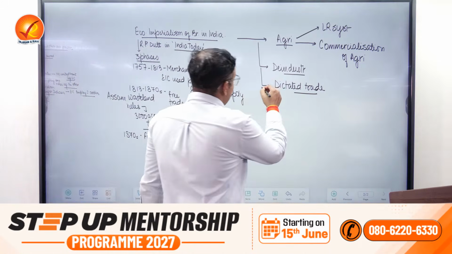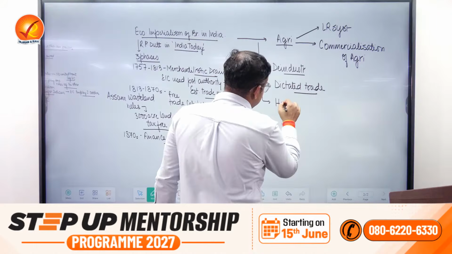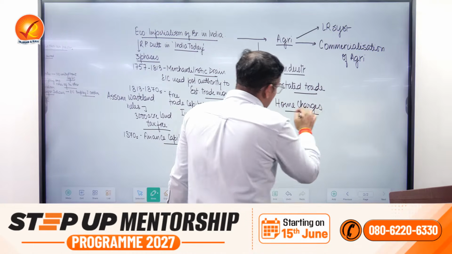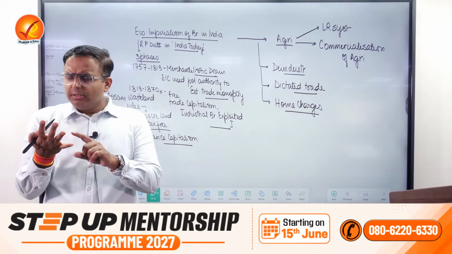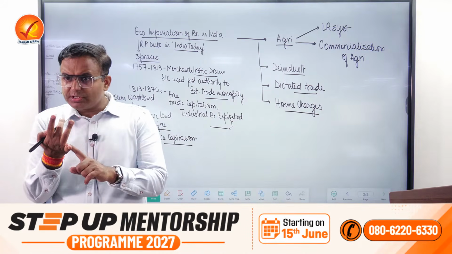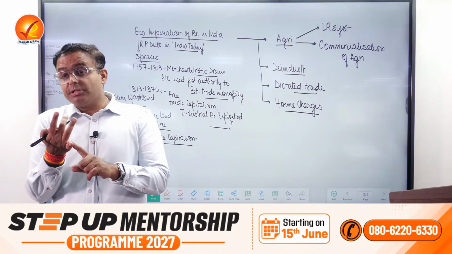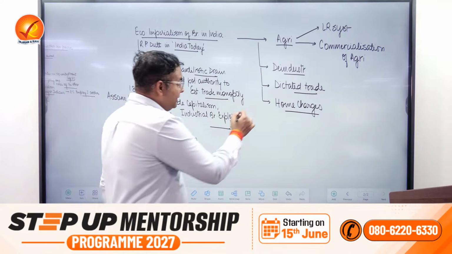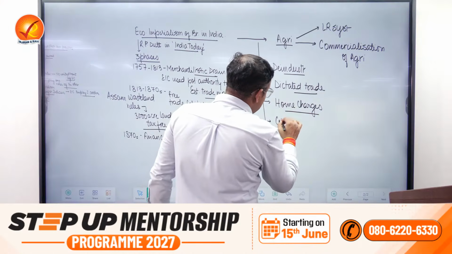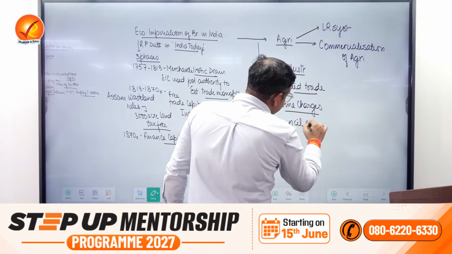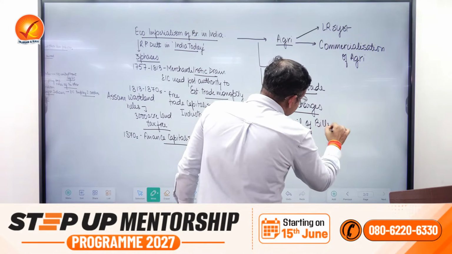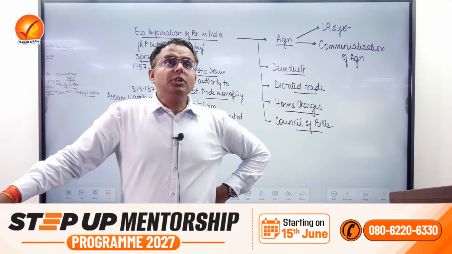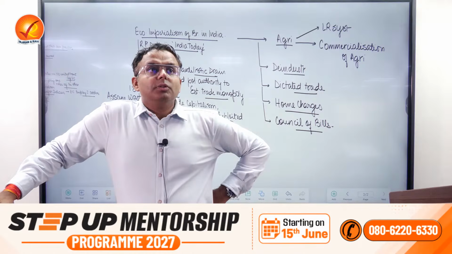Fourth, home charges. Home charges include, one, the administrative costs. Home charges include the interest. ये मैं आपको बता रहा हूं, बस आपको मालूम है. And then the other way was the council of bills. This was a very interesting aspect. Council of bills. What is the council of bill?